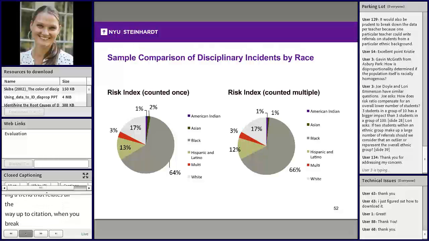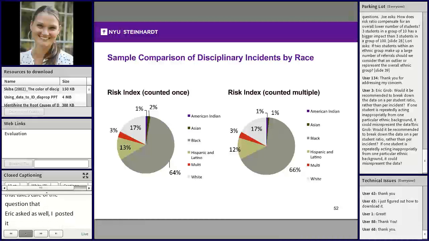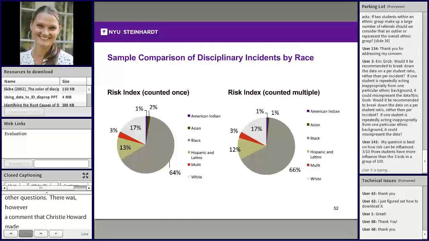I am thinking that takes care of the question that Eric Grubb asked as well. I posted it there. Eric, if you feel like you need additional clarification, definitely post your question again or post another question in the parking lot. And I didn't see any other questions. There was, however, a comment that Christy Howard made. I don't know if you wanted to react to it at all.